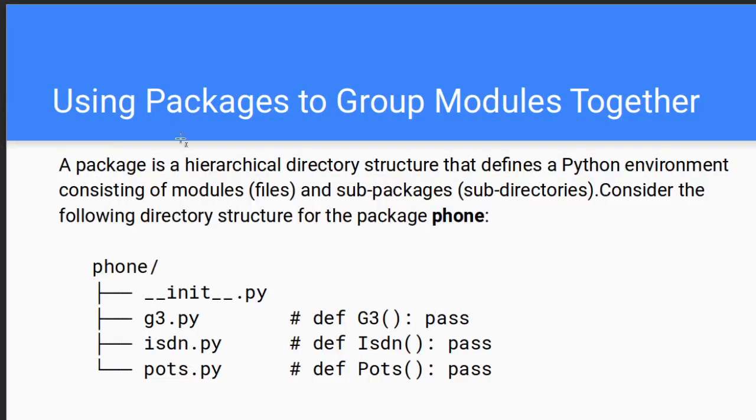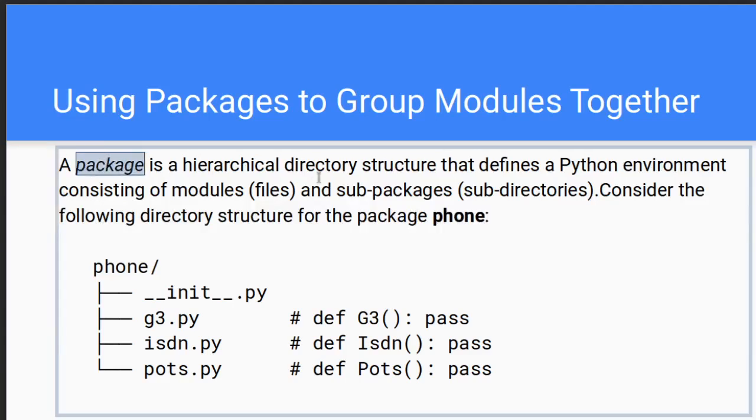Using packages to group modules together. Now, code sits in functions. Functions sit in classes. Classes sit in modules, and modules sit in packages. So a package is a hierarchical directory structure that defines a Python environment consisting of modules and subpackages. So modules are files, and subpackages are just subdirectories. Consider this directory structure. Here's a directory called phone, and inside of it there are 4 files. So in the phone package, we have 4 modules.